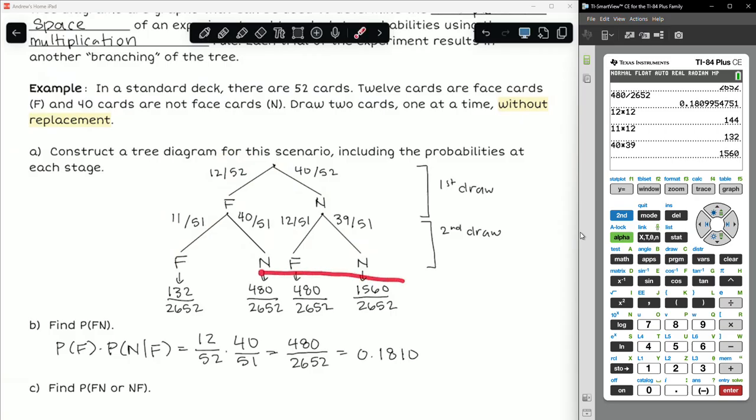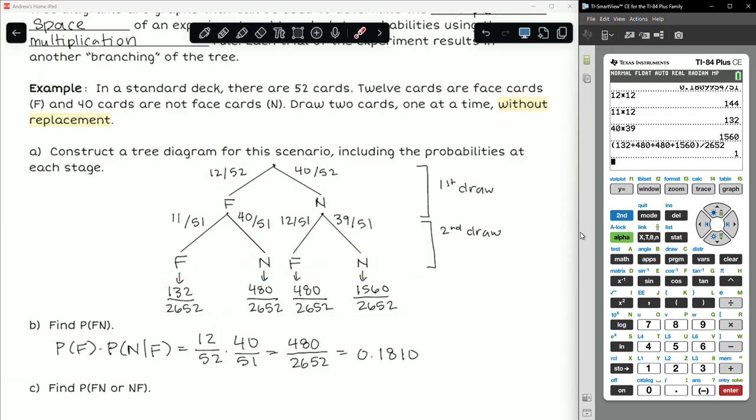Because this represents all of my possible outcomes, those probabilities should add to 1. So I'm going to check on my calculator. 132 plus 480 plus 480 plus 1560 divided by 2652, and I do get a total of 1. So we know we probably did this correctly. For all possible options, the probability should add to 1.